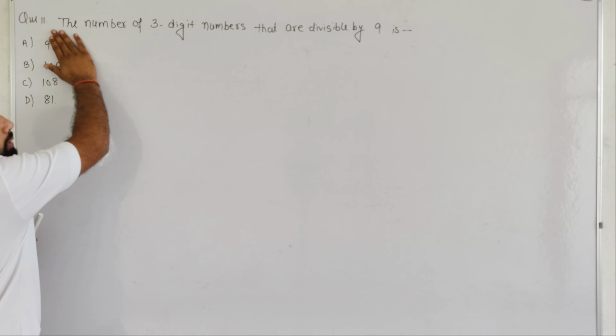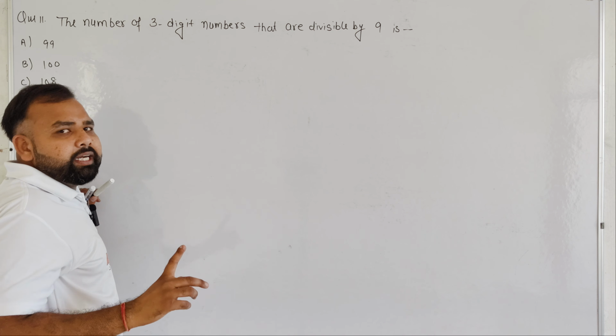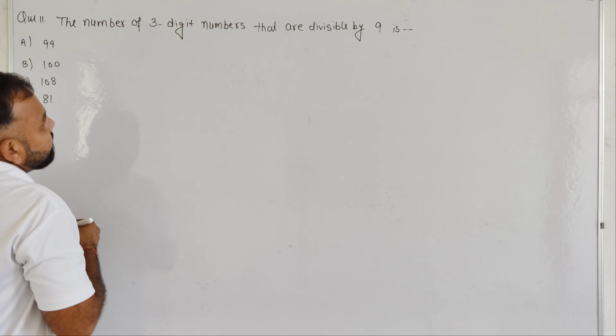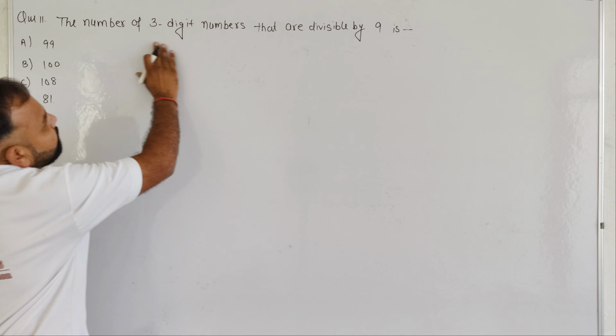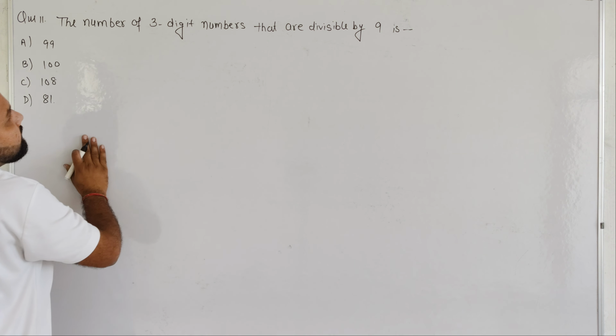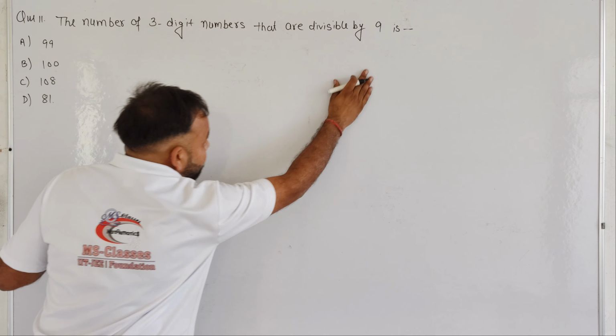This is our question number 11, and up to question number 10 we already discussed in part first of PGDBA 2025. So in this question: the number of 3-digit numbers that are divisible by 9. Students, how many 3-digit numbers are divisible by 9?